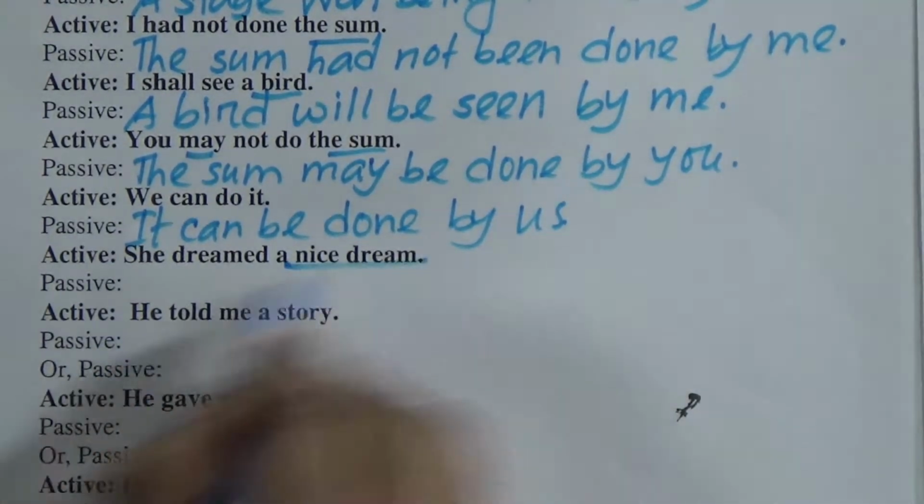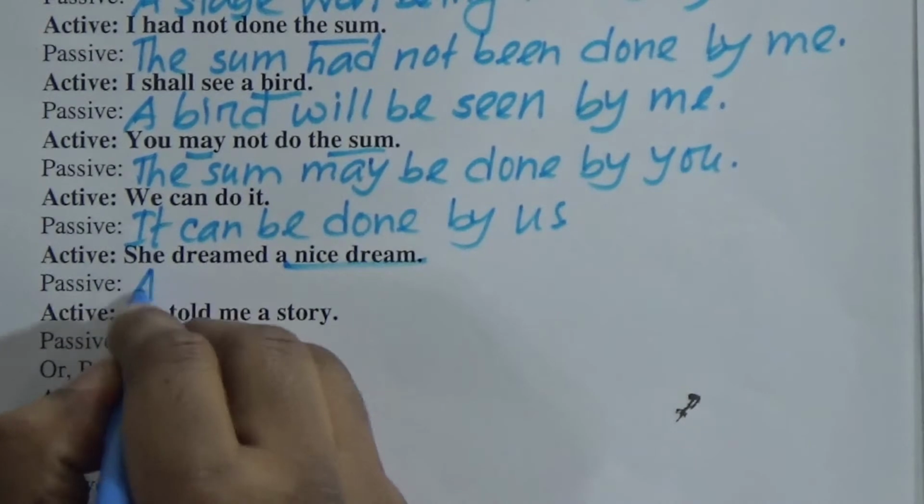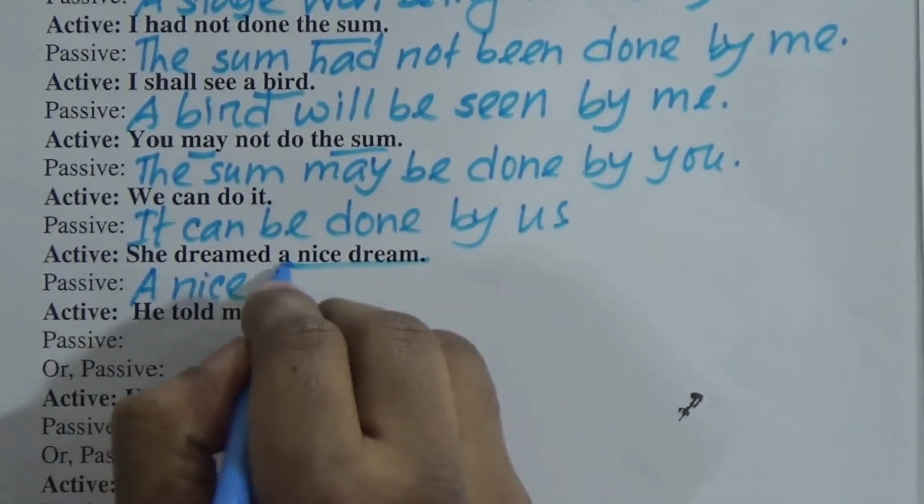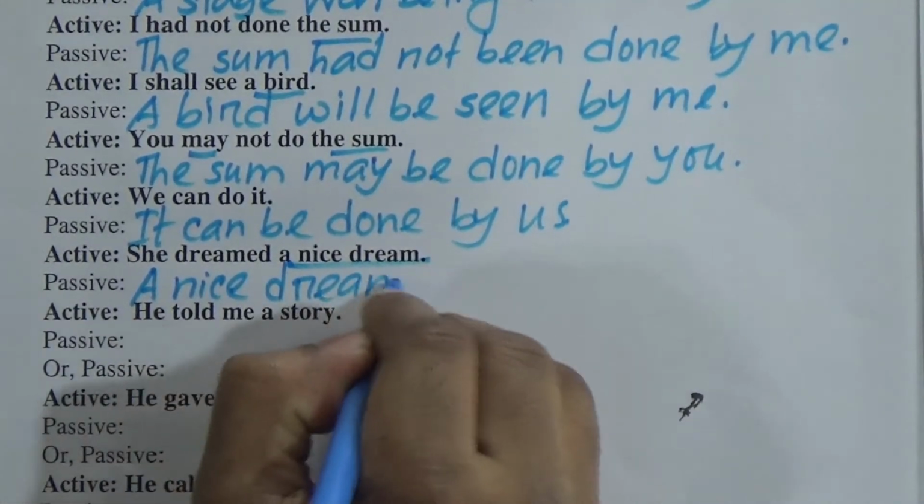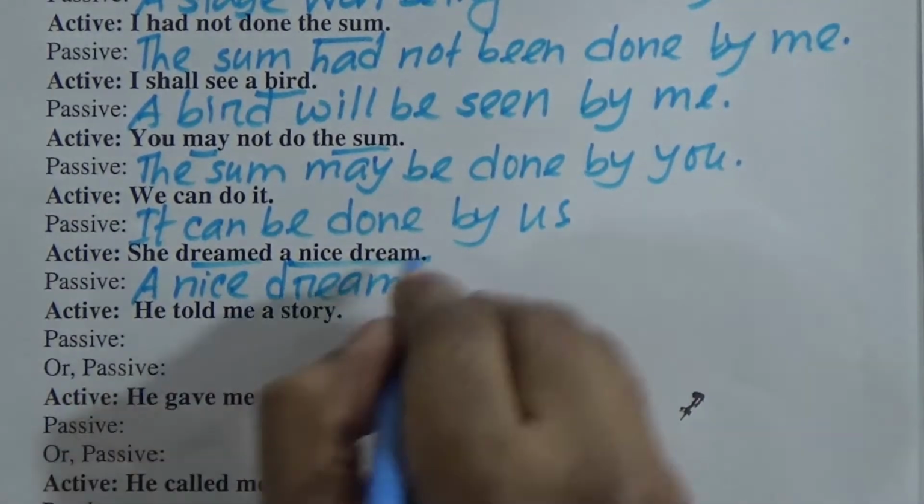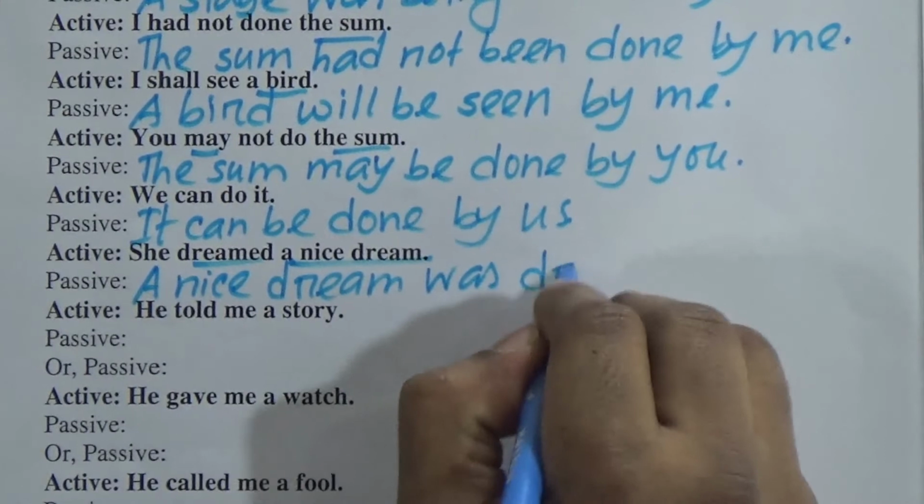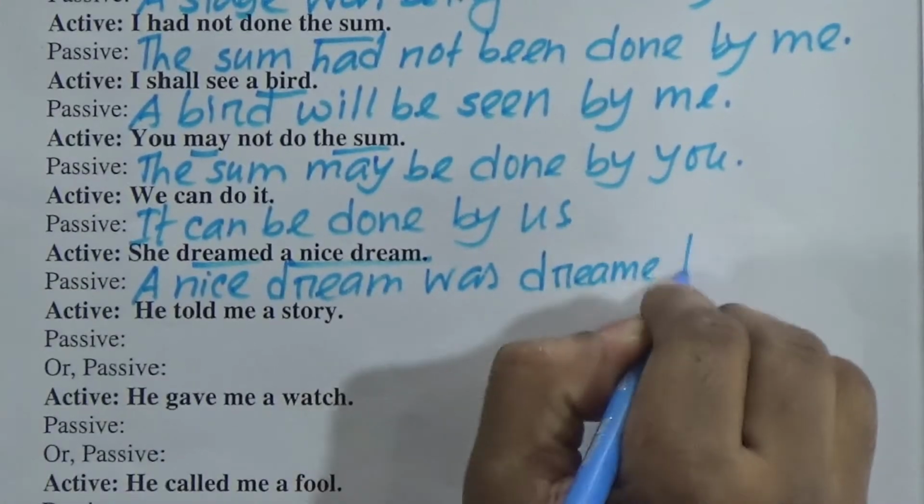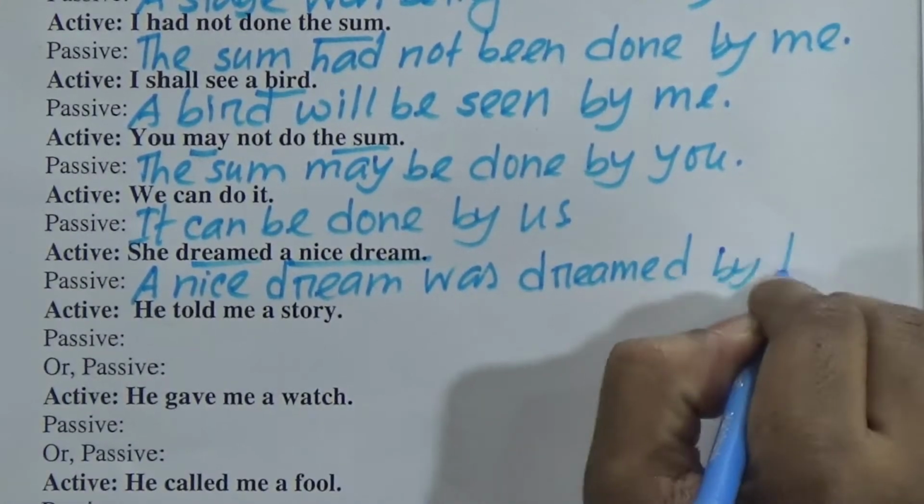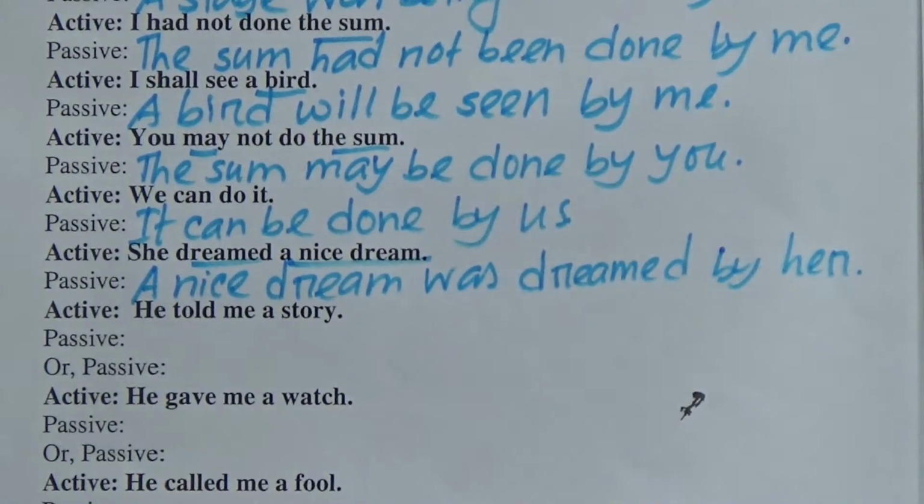She dreamed a nice dream. So a nice dream is the objective form. Dream is past indefinite tense, so we have to use was. A nice dream was dreamed by her. Okay.